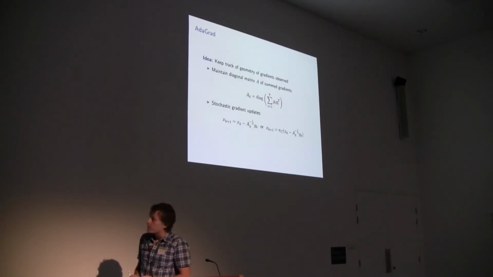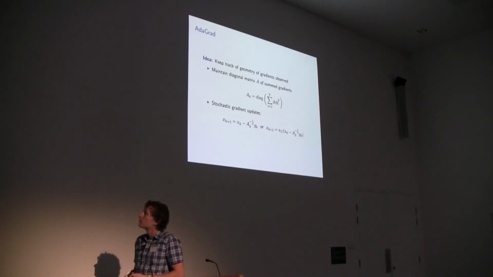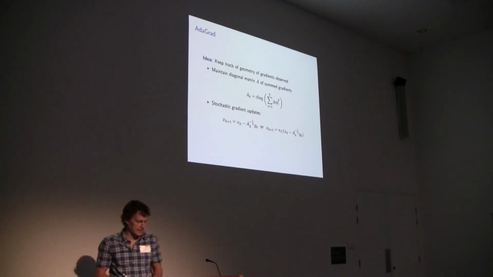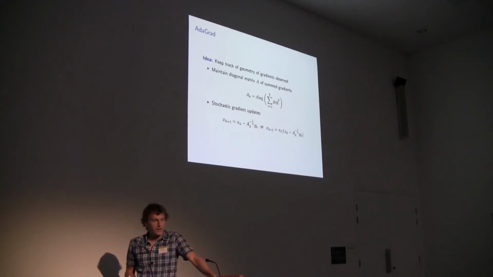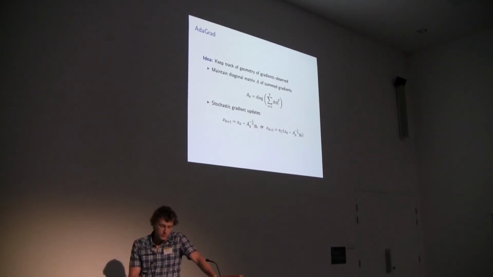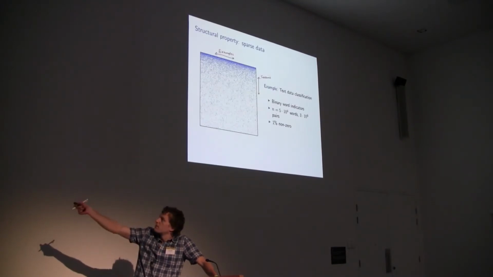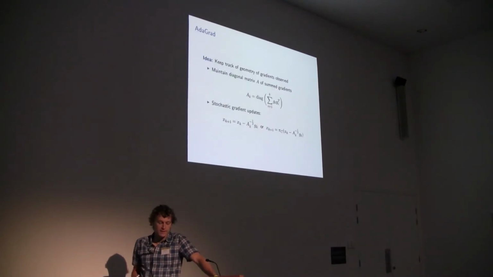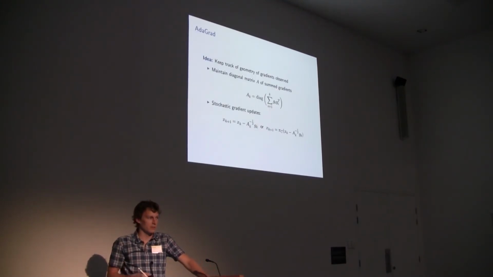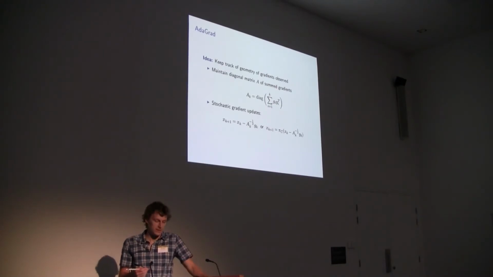Well, what we propose, we being Yoram Singer, Elad Chazan, and I, was a method known as Adagrad. Basically, you say, okay, I've got this problem which may have vastly different behavior along different coordinates. Let's keep track of the geometry of the gradients that we observe throughout a run, and let's maintain a diagonal matrix of these summed gradients.